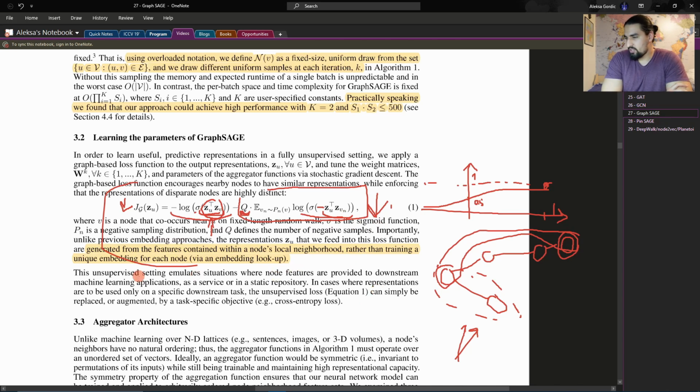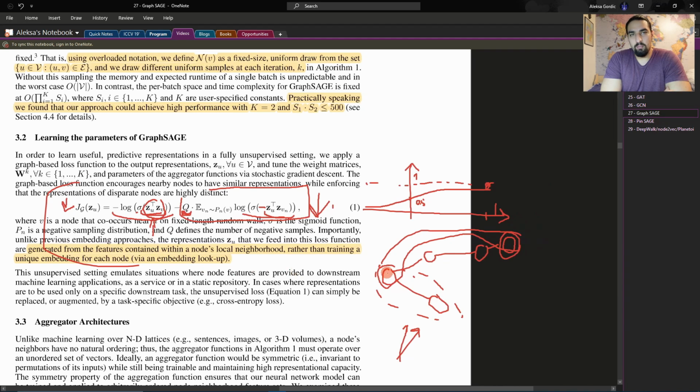And they say here a generator from features contained within a node's local neighborhood rather than training a unique embedding for each node. So the difference between graph embedding methods and GraphSage is that we don't have an embedding table here. So we are not training those fixed tables, which are not prone to being later used in an inductive setting. We are training those WK matrices, and we're training those aggregate functions, which we'll see what exactly they are in a minute.